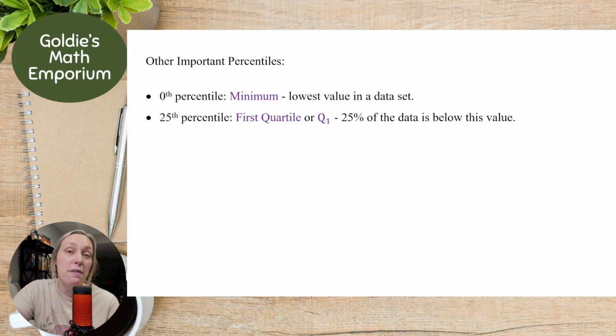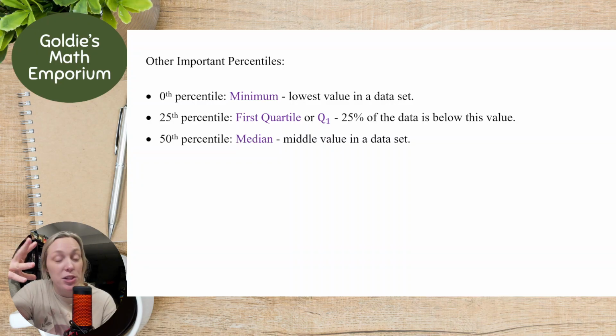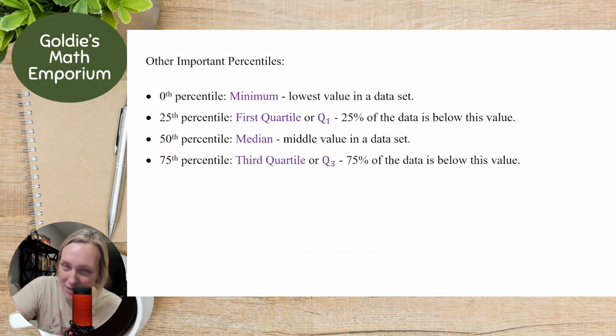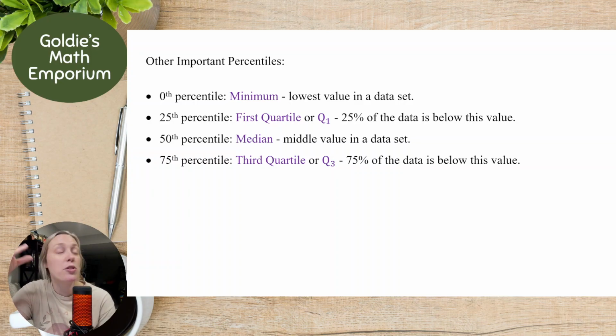Next, we have the 25th percentile. We call this the first quartile, or Q1, and it represents that 25% of the data is below this value. Of course, the 50th percentile is the median, the middle value of the data set. You can probably see where this is going. The next one is the 75th percentile. We call that the third quartile, because it's the third quarter, or Q3, where 75% of the data is below that value.